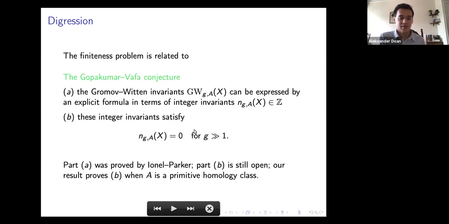And actually our result shows that the second part is also true when A is a so-called primitive homology class. I don't think I have it on the slide, so let me tell you what a primitive homology class is. It means that it's not an integer multiple of another integer homology class. So my point here is that even if you didn't care about these DT invariants and so on, having some sort of control of the curves as the genus goes to infinity can also be relevant for Gromov-Witten theory. So that was a digression.